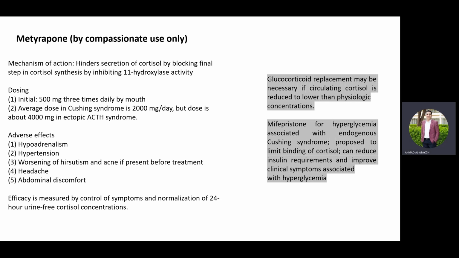Please check the role of mifepristone for what we call the hyperglycemia associated with endogenous Cushing syndrome. What is the mechanism of action for such a drug and why do we use it for hyperglycemia associated with endogenous Cushing syndrome?